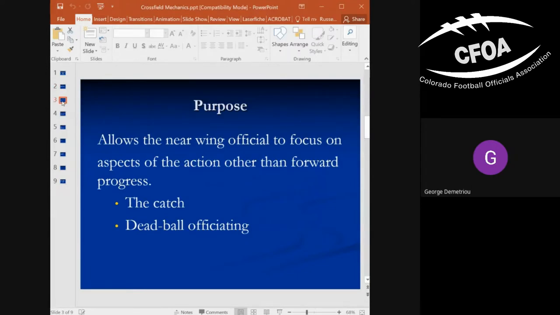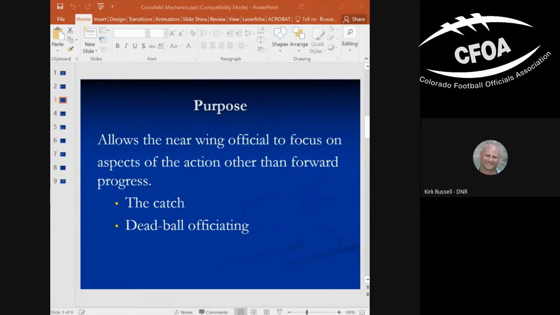So as I said, it allows the near wing to focus on higher priorities. And the higher priorities are primarily the two things I've listed there. Was a catch made? Now that won't apply all the time because it may not be a pass play. Crossfield mechanics can also be useful on running plays, and I will explain that when we get to it. And then the second priority that is higher than the progress spot is dead ball officiating.